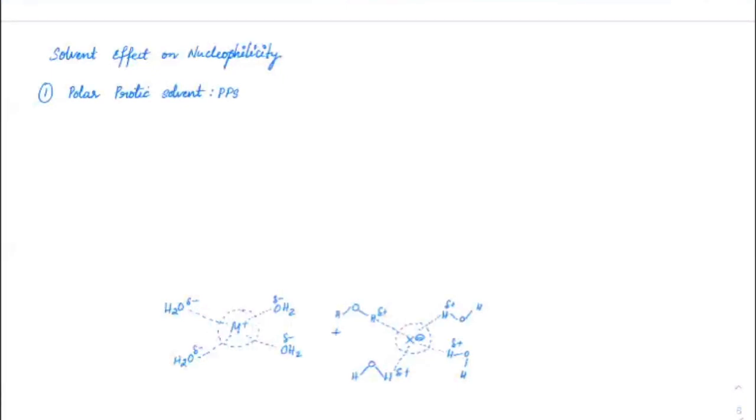If it is a polar protic solvent, call it PPS, we know that the dielectric constant here is high. For instance, if I take an example CH3Br and I'm treating that with KCN, we will expect the product to be CH3C triple bond N plus KBr. This is the substitution reaction happening in polar protic solvent. For instance, if we take this polar protic solvent as water, what is happening?